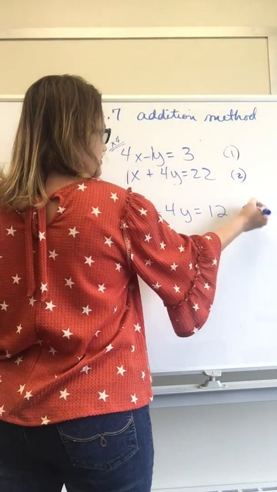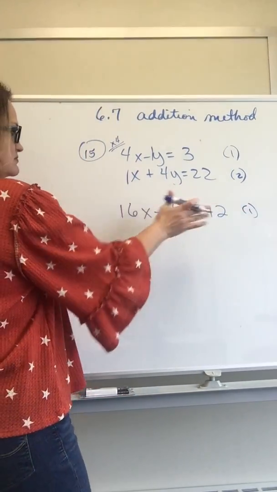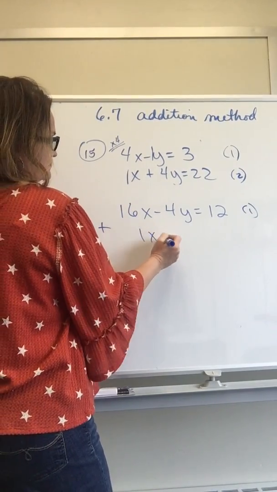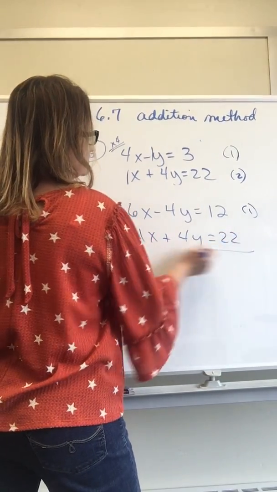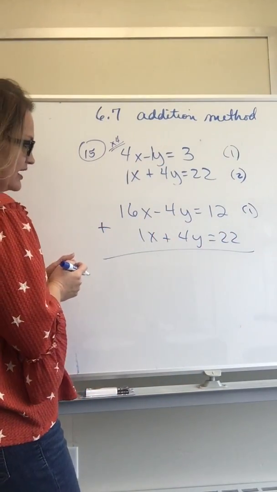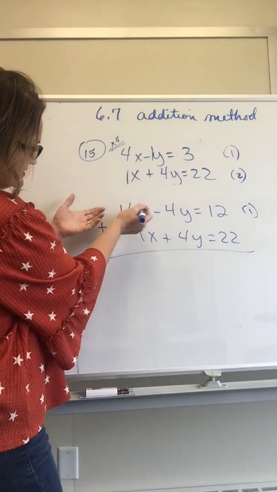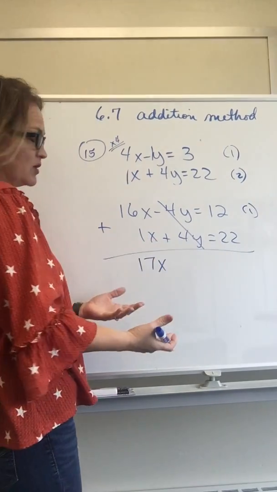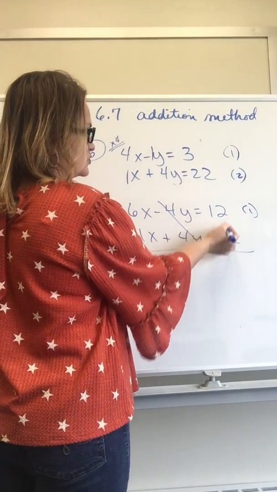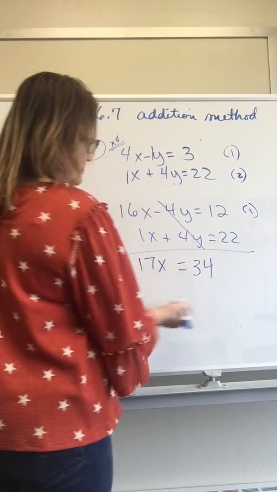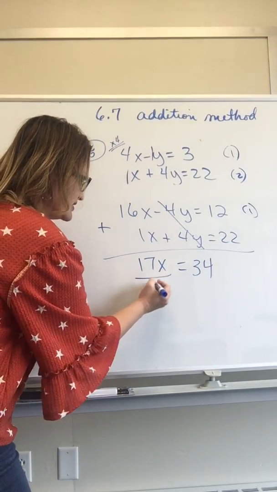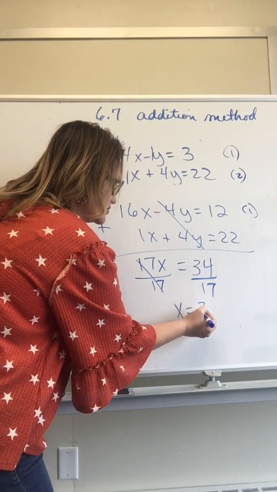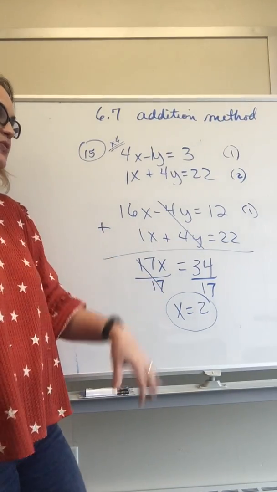Just every term by 4. So now this is my new equation 1. It's equivalent, just bigger numbers proportionally. Then I can add that to equation 2. I didn't have to do anything to equation 2. It just worked out nicely there. Now when I add 16x and 1x is 17x, minus 4y and plus 4y, that's what I wanted to happen, something to cancel. 12 and 22 is 34. Now this is solvable by dividing by 17 on each side. We can get 1x or x equals 2. X equals 2 is the x part of our solution.